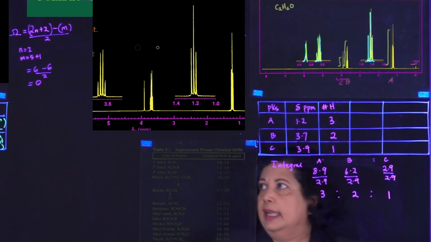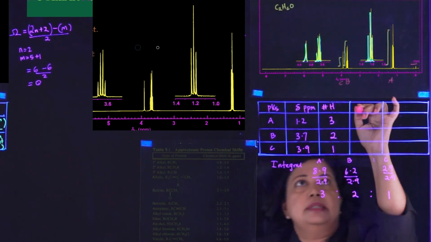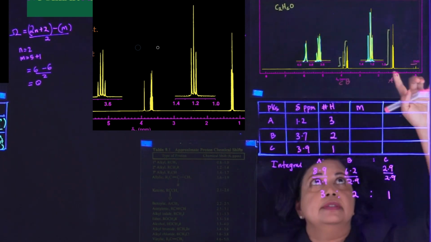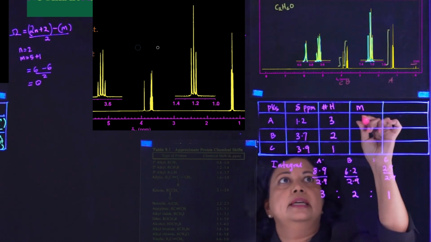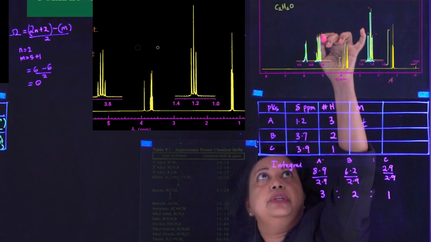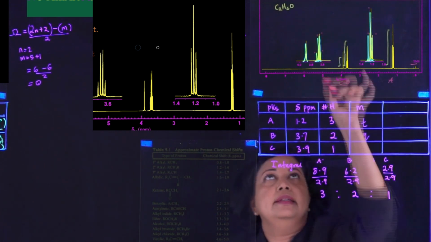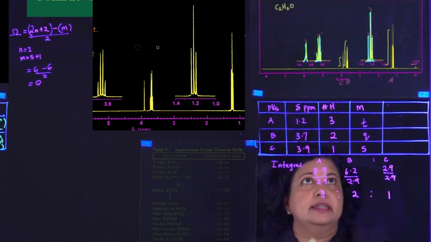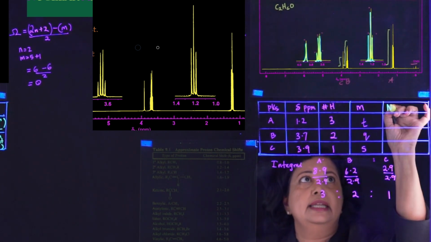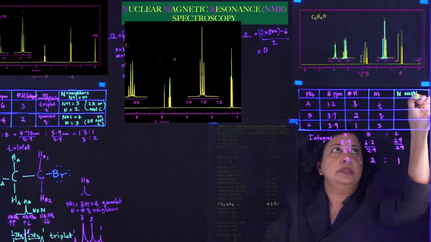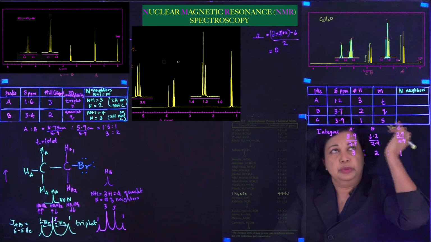Next thing is, again, multiplicity. The multiplicity is mainly to find how many neighbors you have. This is a big triplet. You can see there's just 3 mountain peaks. This is 1, 2, 3, 4, a quartet, and this is just a singlet. Well, let's look at the number of neighbors. N is the neighbors. This is a very important piece of information. And how do you find the neighbors? Just use the n plus 1 rule.